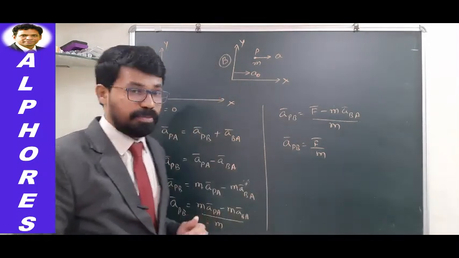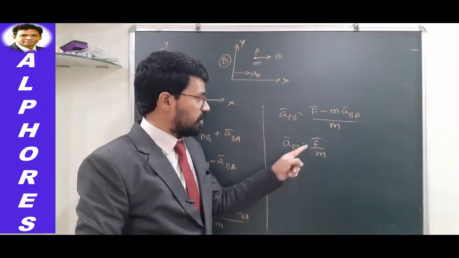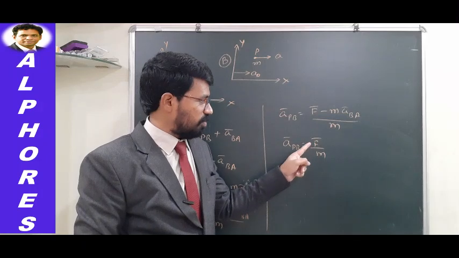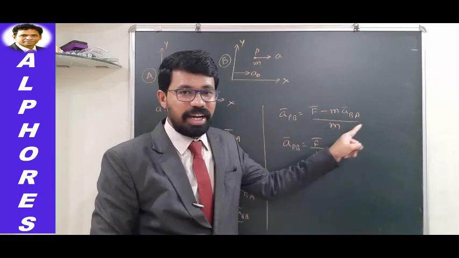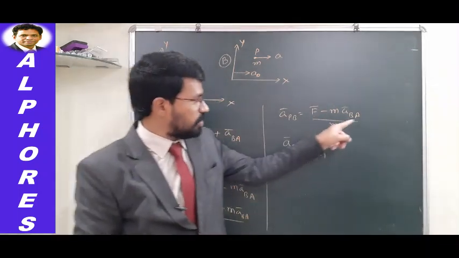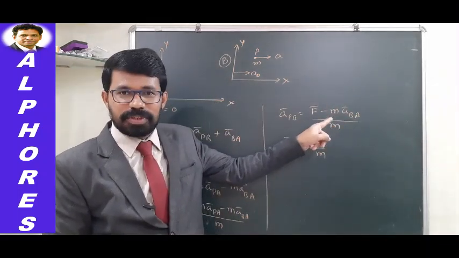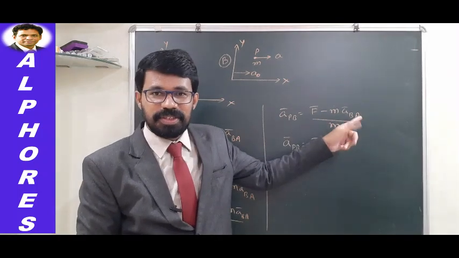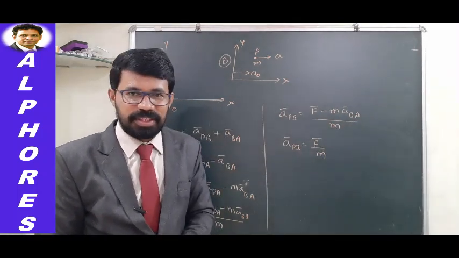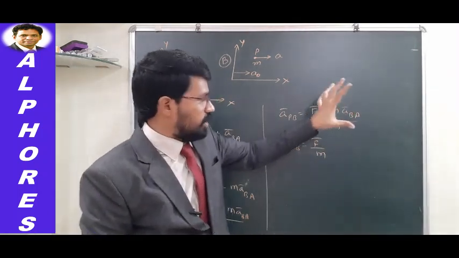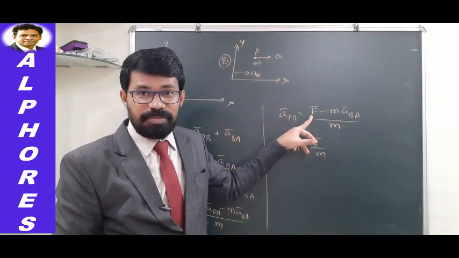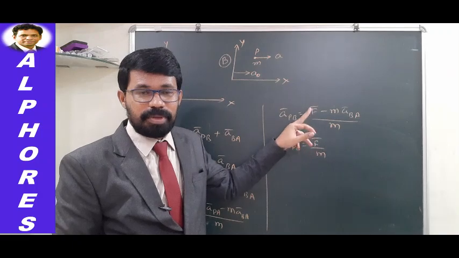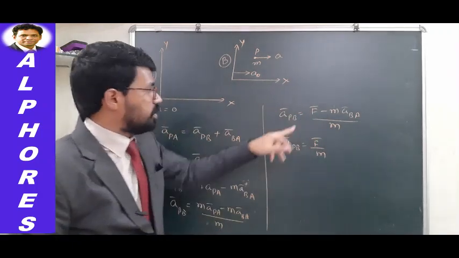This is the equation. But here, this A bar PB is not equal to just F bar by M. It is equal to F bar minus some other term that is getting added here. Even that term appears like a force term, because mass multiplied with acceleration is a force term, isn't it? So some extra force is there. All that I know is there is a real force acting on particle P, which is equal to F.